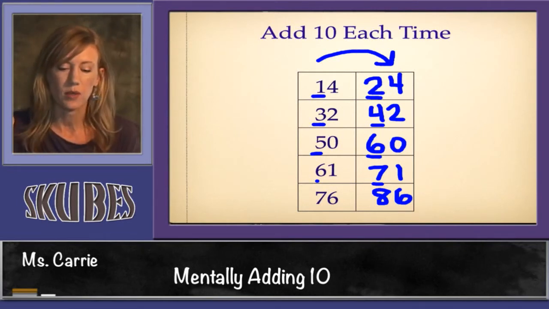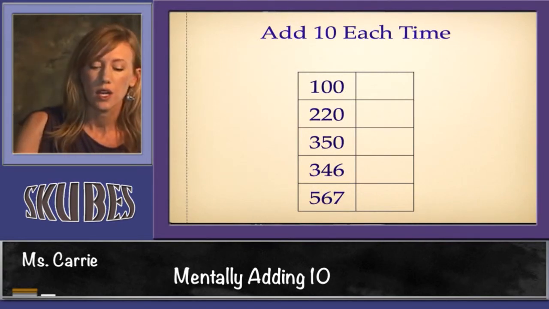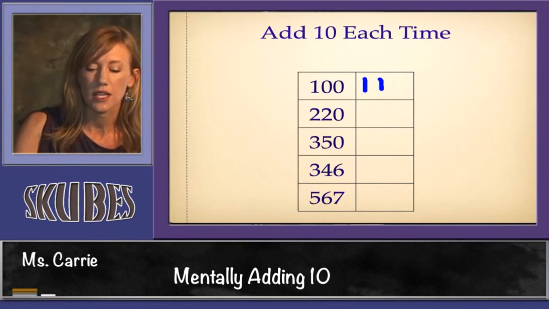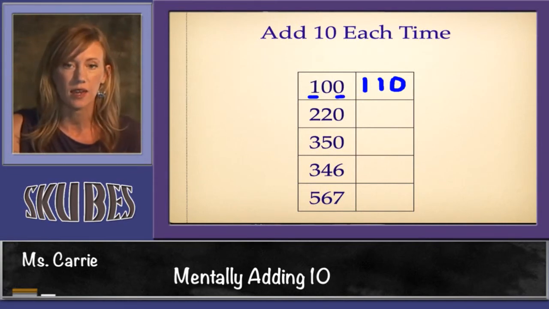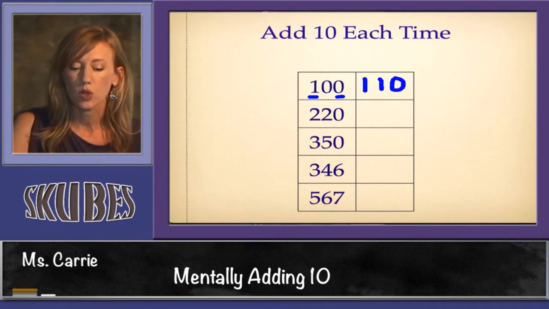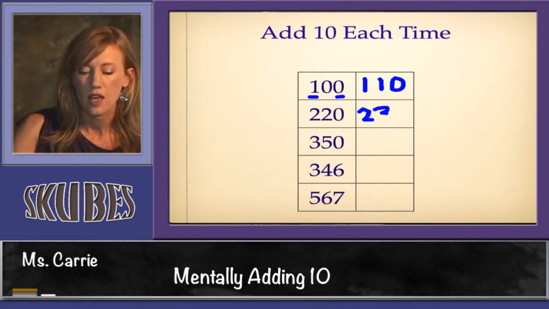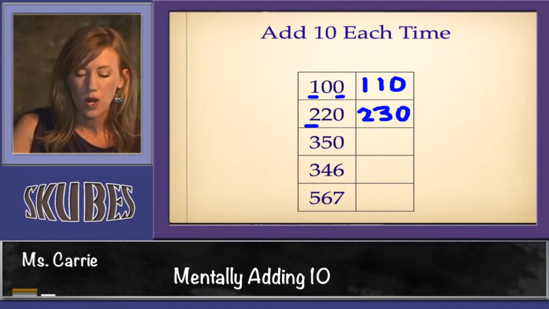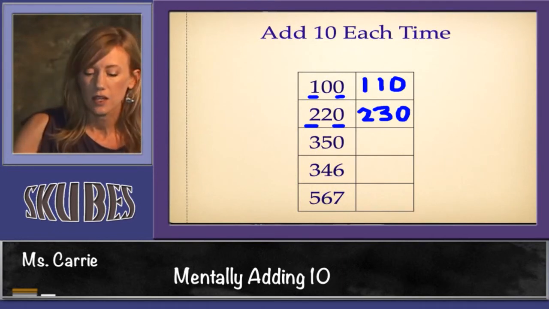Let's try to do that with some 3-digit numbers now. If we wanted to add 10 to 100, it would be 110. Remember we said that hundreds place and that ones place stays the same. We just add one more 10, so that's why that's 110. If we have the number 220, it becomes 230. That hundreds digit stays the same, the ones digit stays the same. We just move up one with that tens digit. So 220 becomes 230.